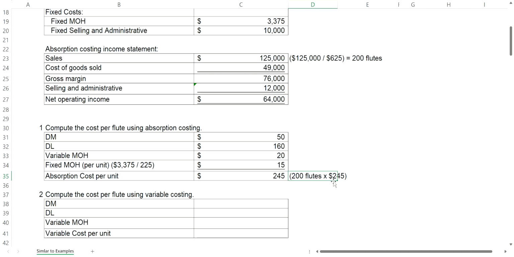Now, what I want to note is how they came up with this $49,000. When you take 200 flutes times the cost per flute of $245, that is going to give you $49,000, the total cost of all flutes sold.